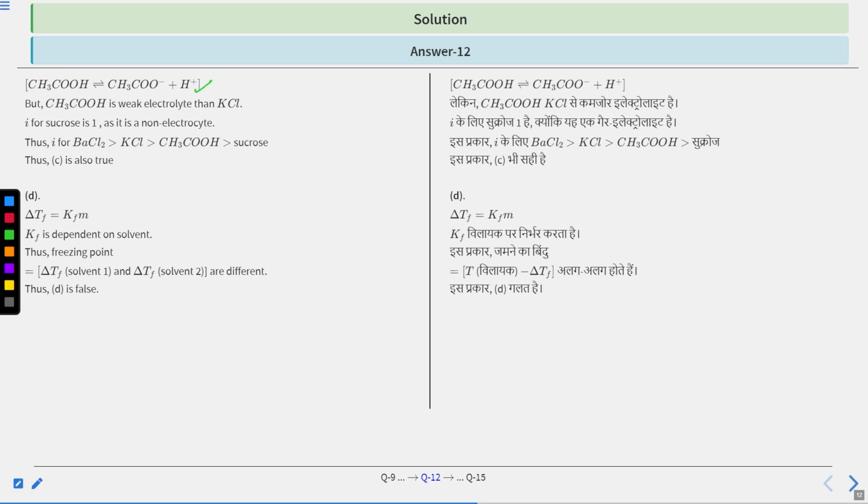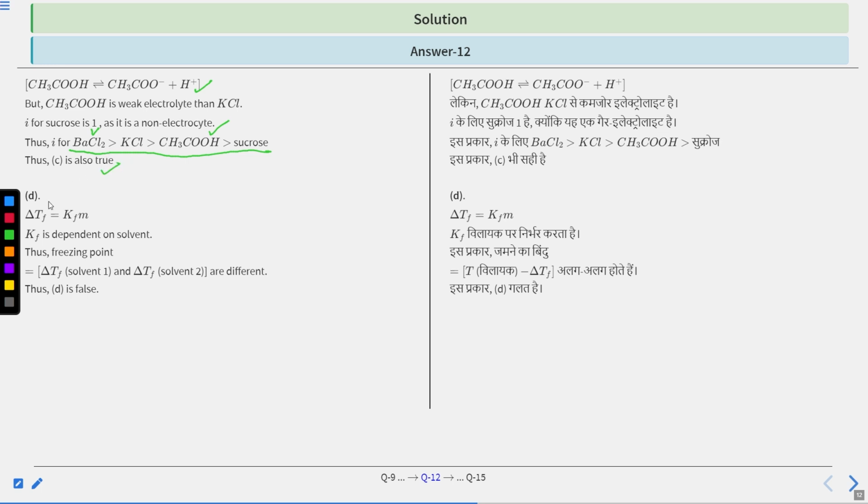The i for sucrose is 1, as it is a non-electrolyte. So if we see the order for the i of BaCl2, KCl, CH3COOH and sucrose, this will be the order, and it is the same as the one given in option C. So option C is also true, but we have to find out the false option.